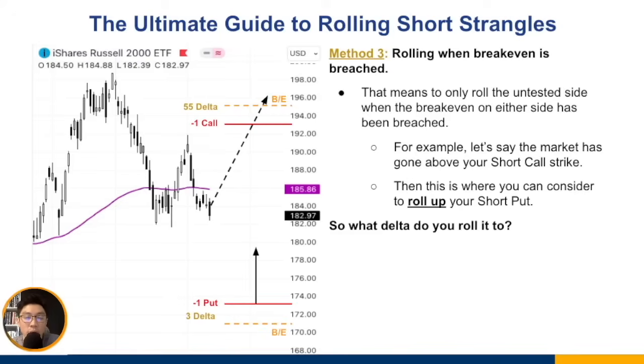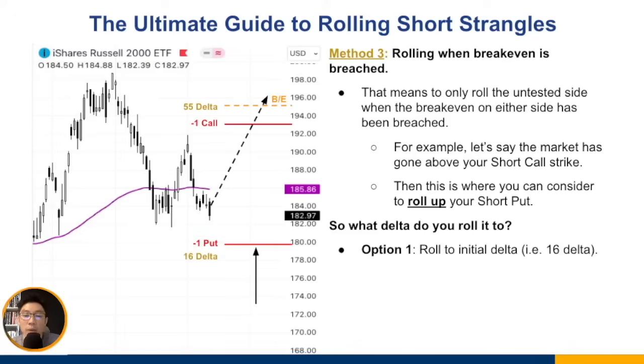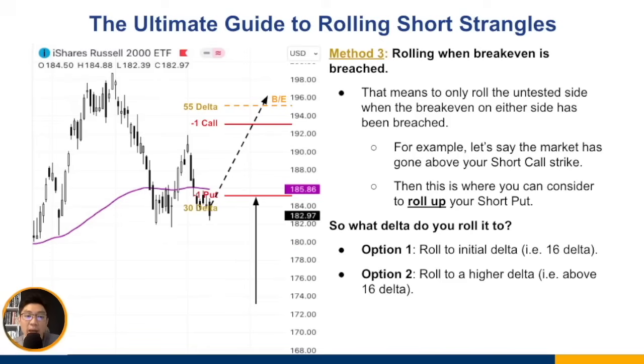So which delta do you roll it to? Again, you should know by now, it's the same two options. The first option, you can roll it just to the initial delta. And option 2, you can roll it to a higher delta. Now, the question is, what if the market continues going up? Well, in this case, again, we default back to method 1, whereby we just look at this delta. If the delta drops below a certain number, which is basically up to you based on how actively you want to manage it, once it goes below this number, then you can start to consider rolling your short put up again, or your short call down if the market tests the put side.